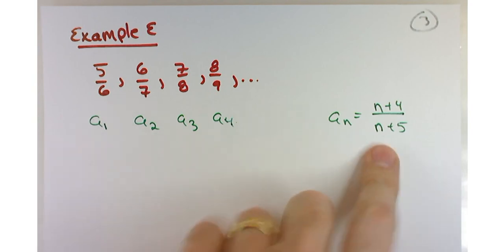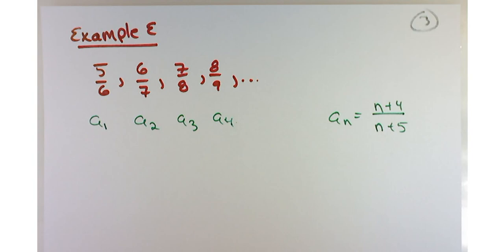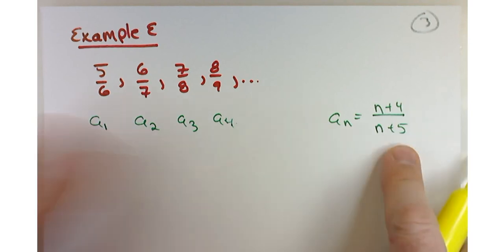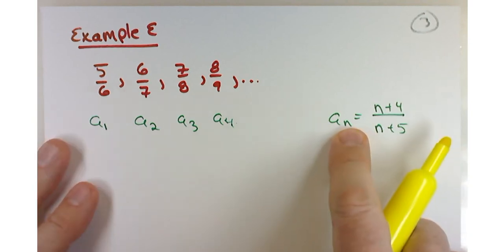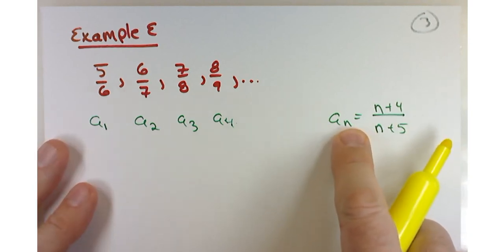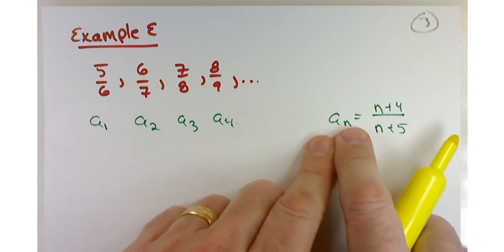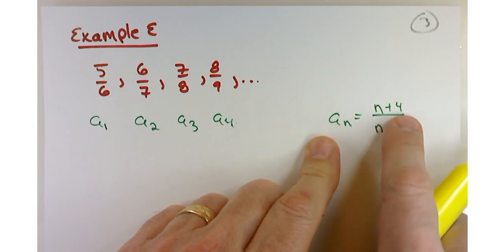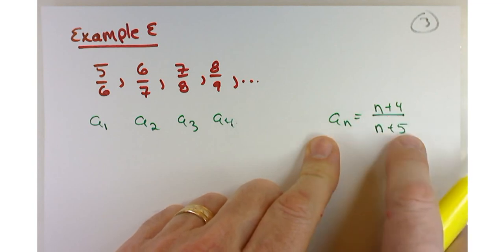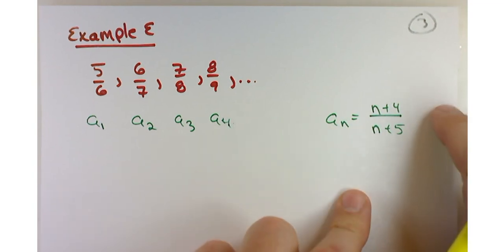So with this, I can get any term I want now because I've got the general form. So, you know, maybe Kyle's got a birthday in May or something like that. He wants to put in a 5 here. May 1st? All right. So put in a 5 here. You get 5 plus 4 is 9. 5 plus 5 is 10. The fifth term would be 9/10.